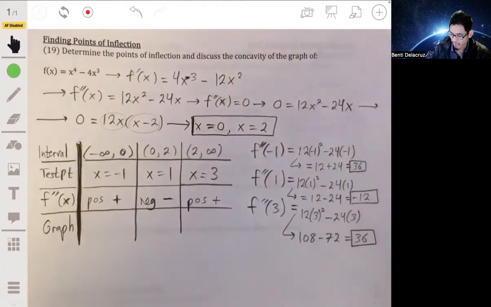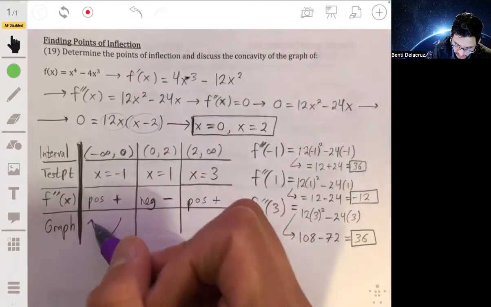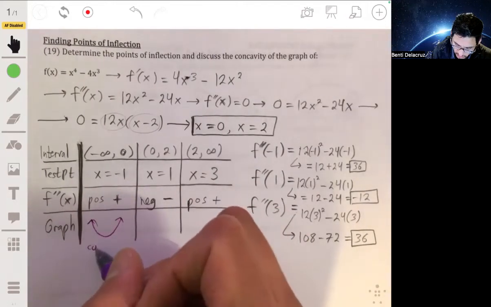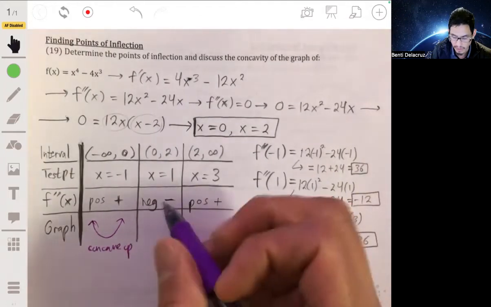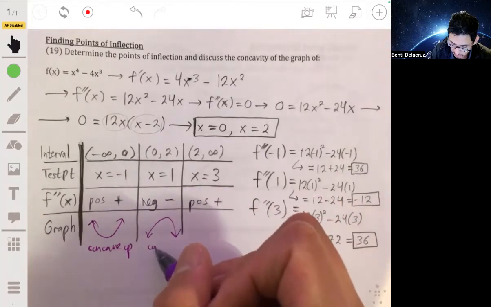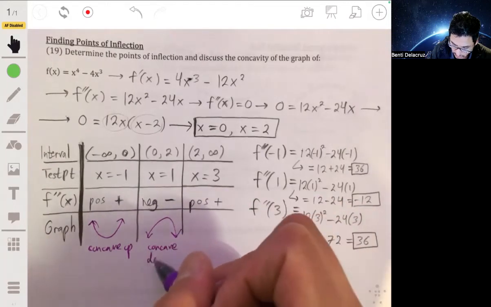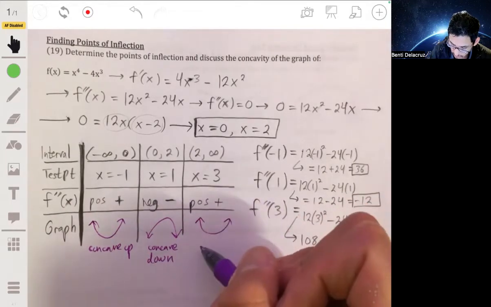And so our graph is going to be concave up here. So I like doing this. Concave up. Here it's going to be concave down, since the second derivative is negative. And here it'll be concave up.